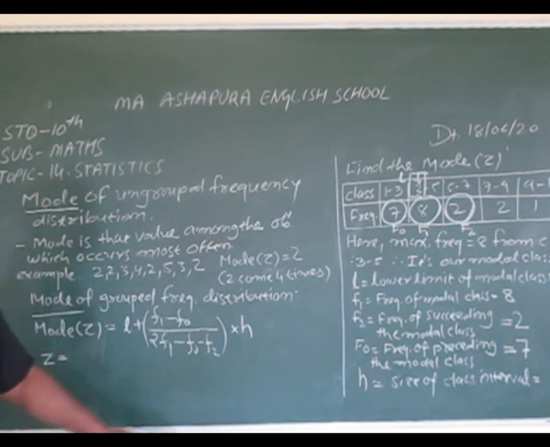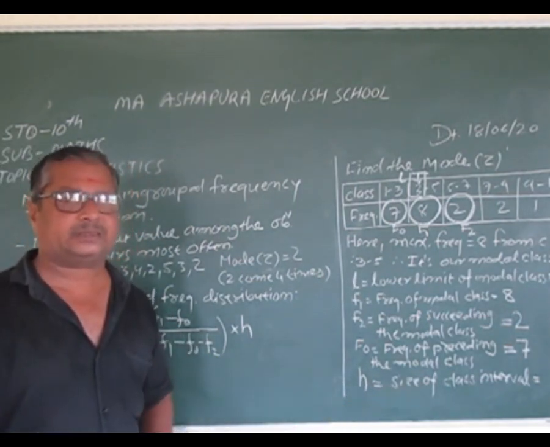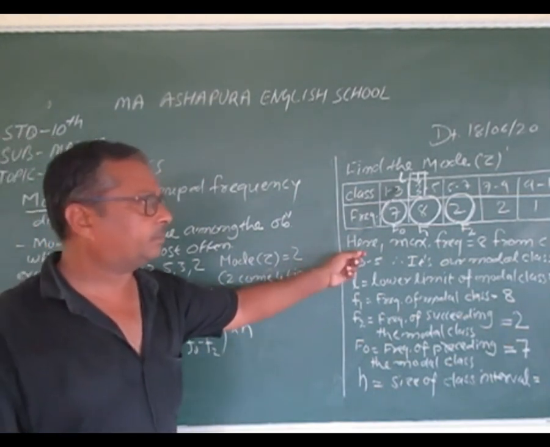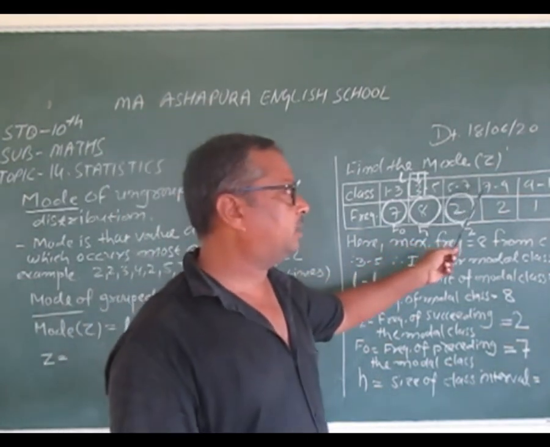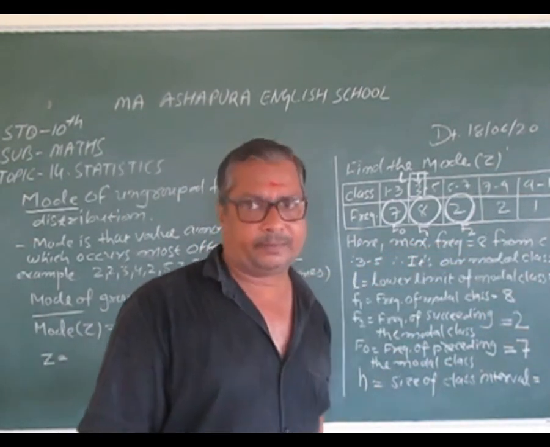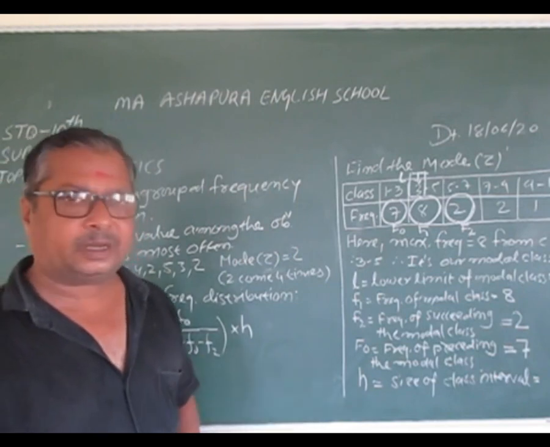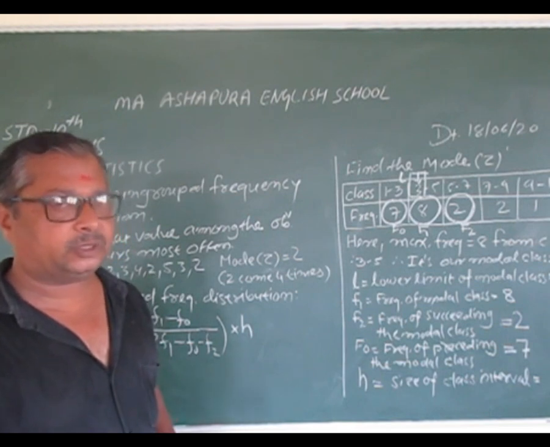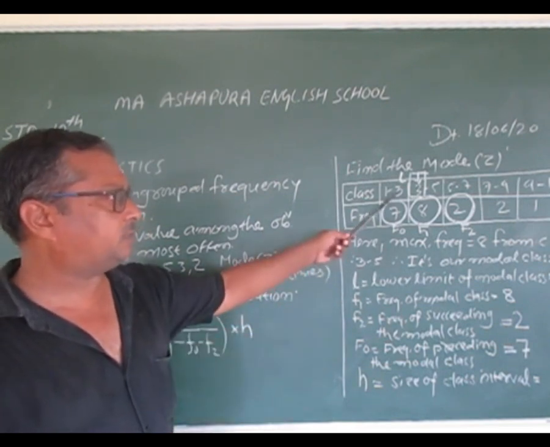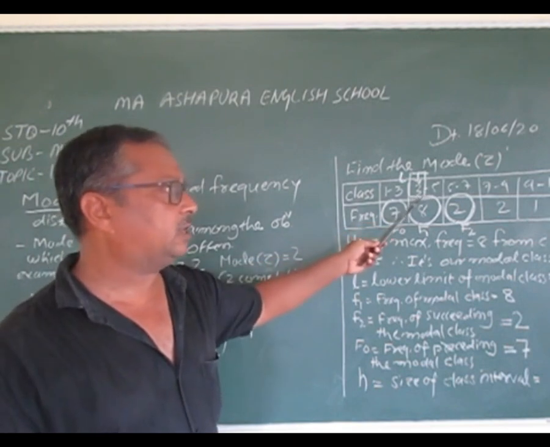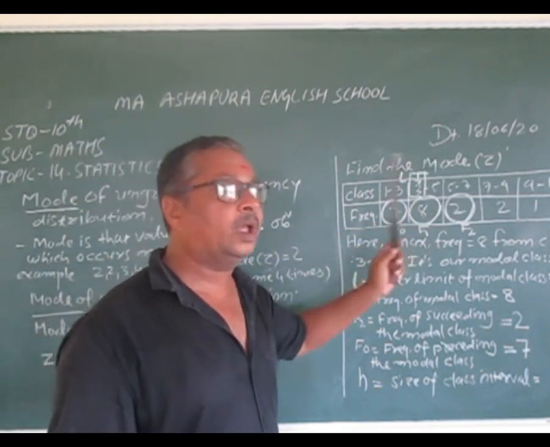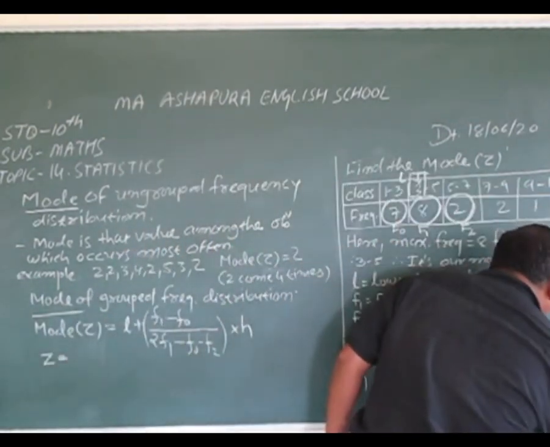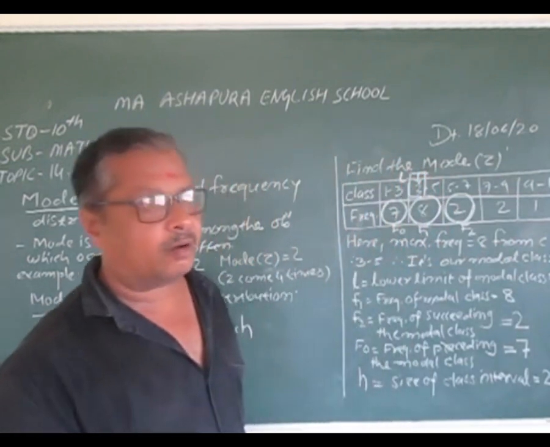Now last from the data, H is equal to the size of the class interval. Look here, 1 to 3, 3 to 5, 5 to 7, 7 to 9 and 9 to 11. What is the size of the class? The size of the class is equal to upper limit minus lower limit. So 3 minus 1 is equal to 2, 5 minus 3 is equal to 2, 7 minus 5 is equal to 2. That means the equal length of the class is 2. So H is equal to 2. Now our first step is over.